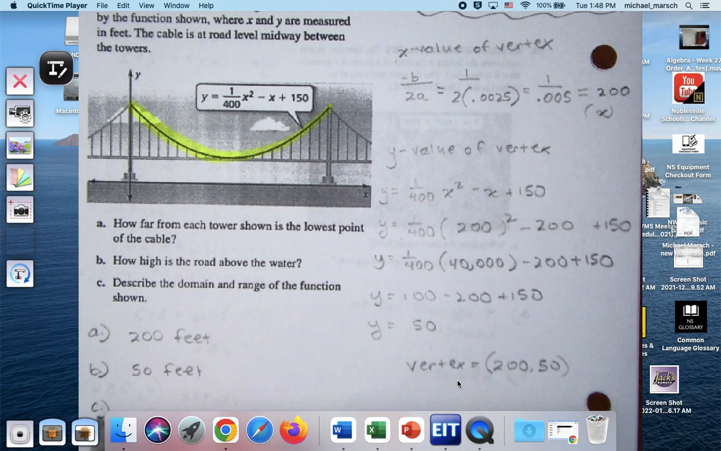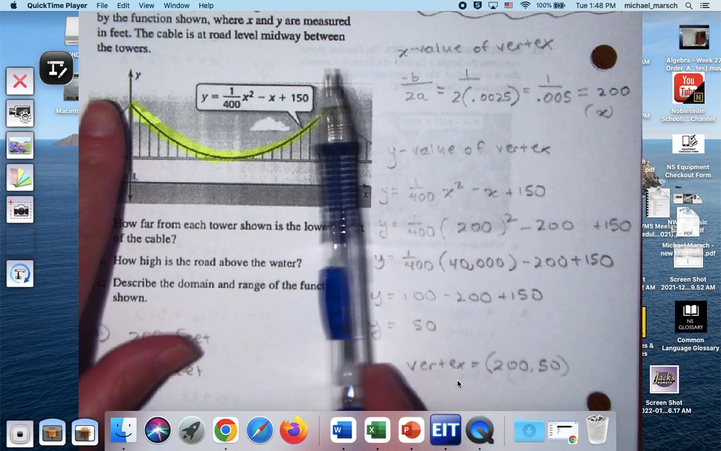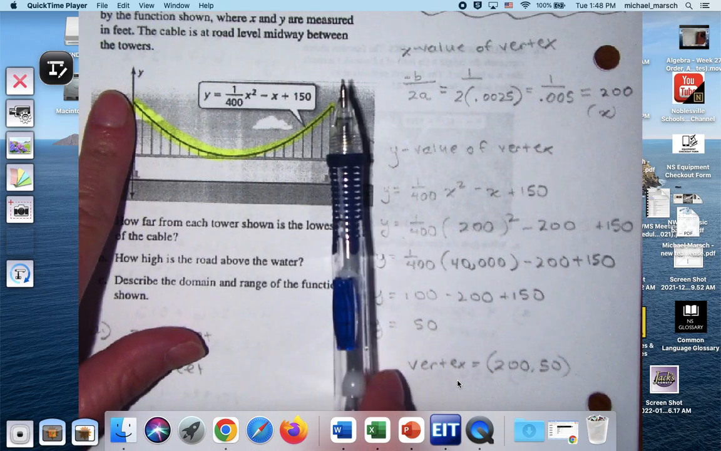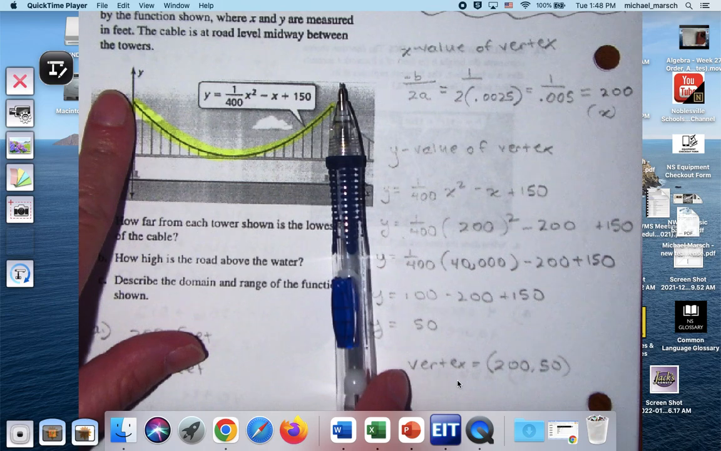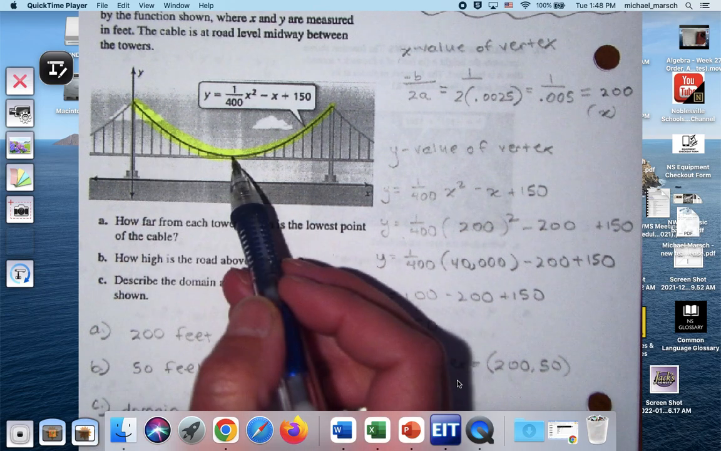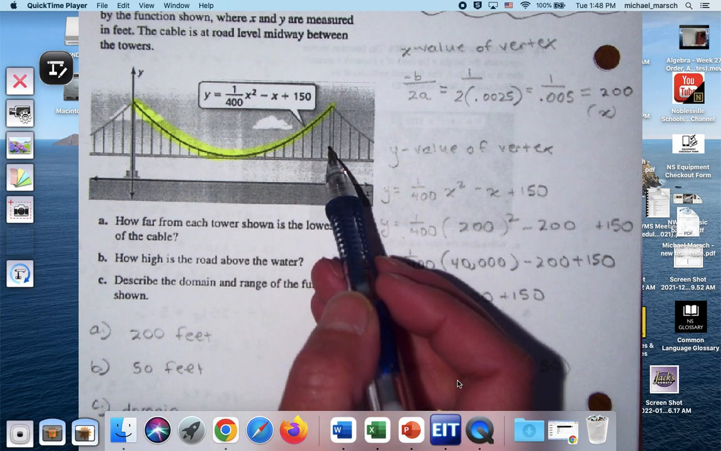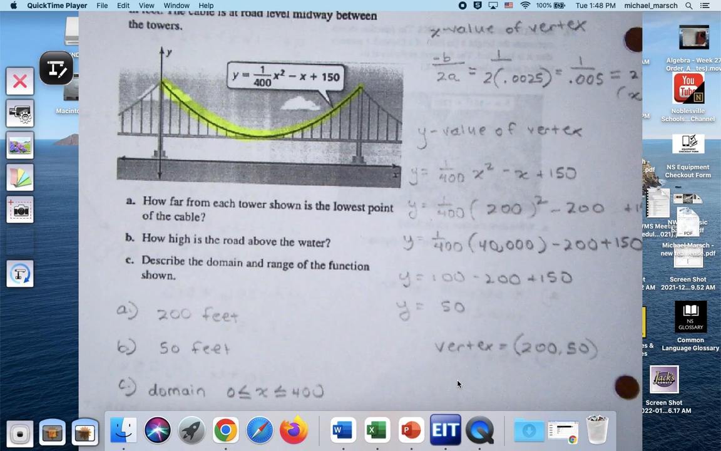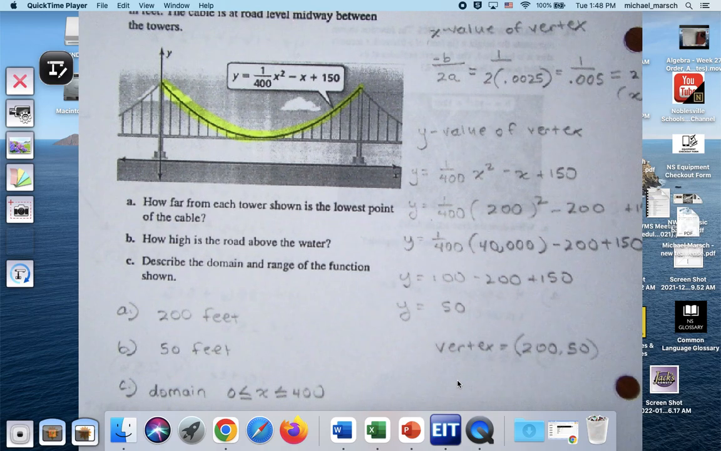So now we need to know what is the domain and range. So remember the domain is all of the x values. So what are all of the x values from this tower to this tower? Between 0 and 400. How did you get 400? Well, if halfway is 200, then the other half is going to be 400. So it's between 0 and 400. That's my domain.